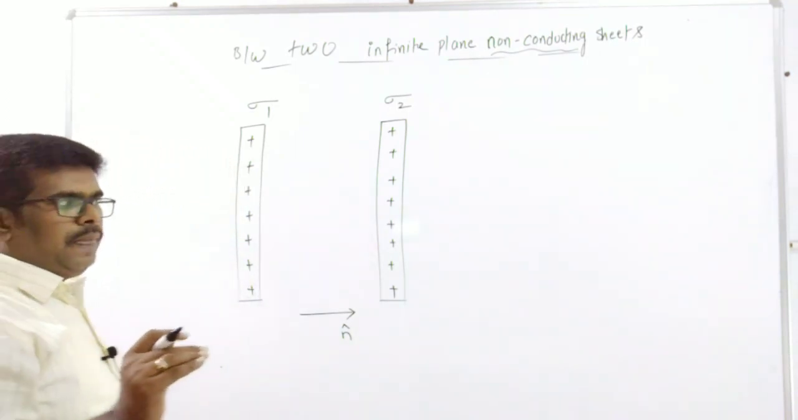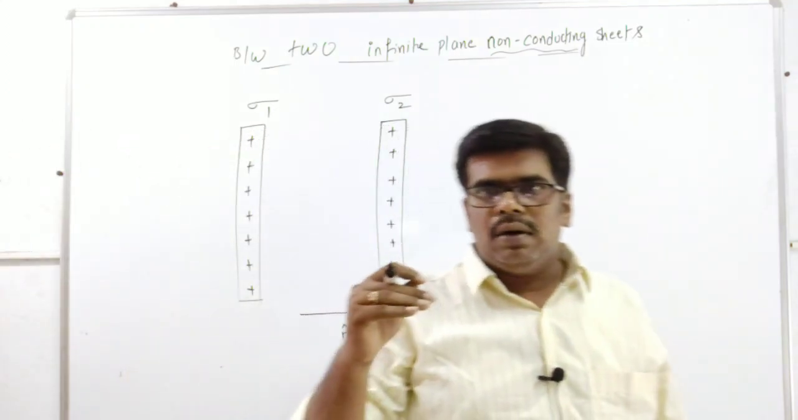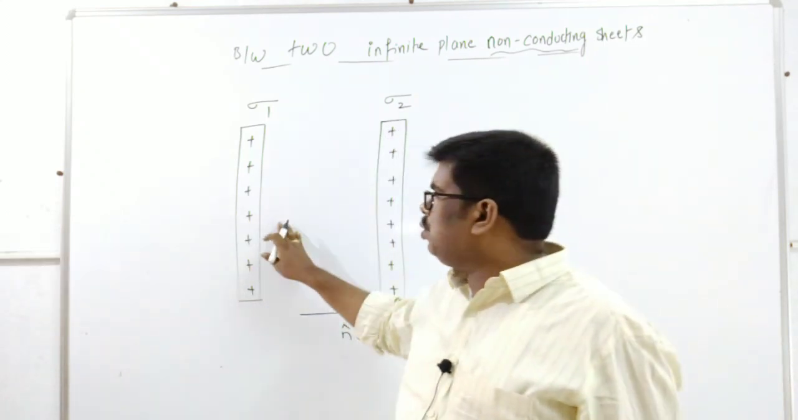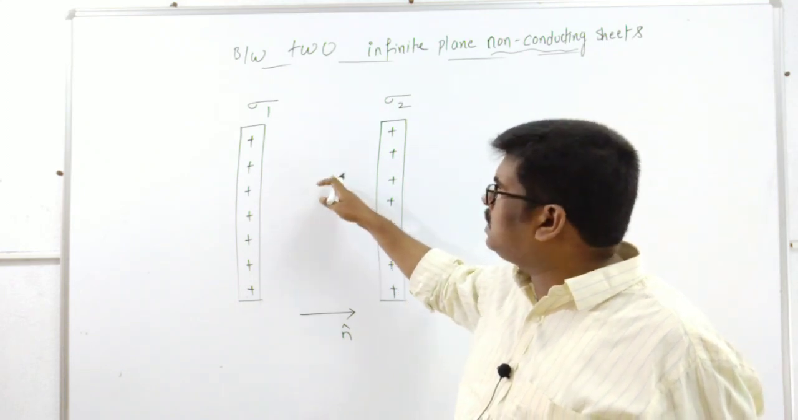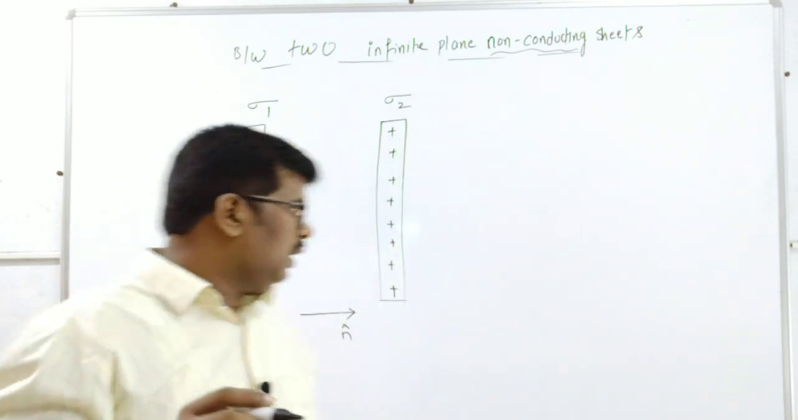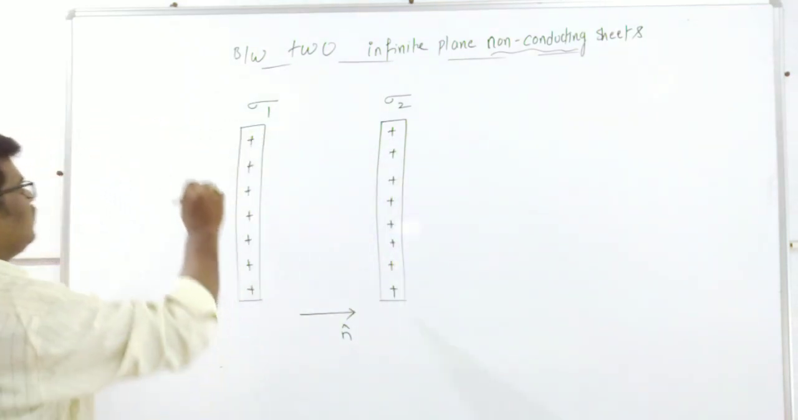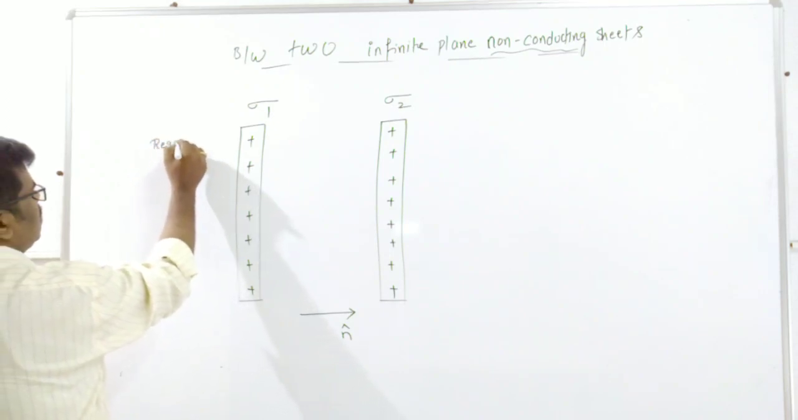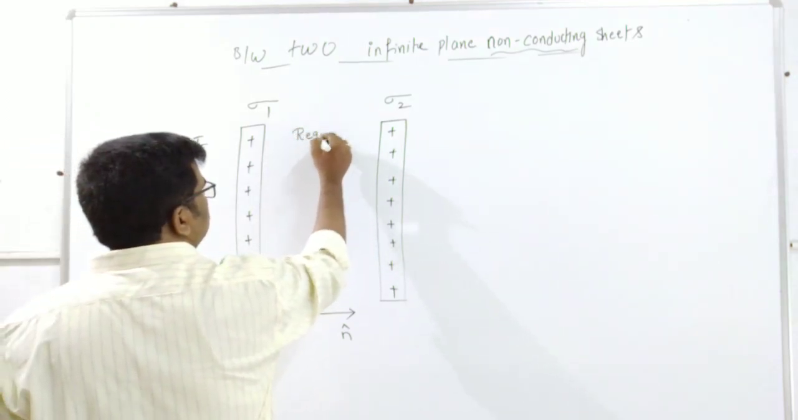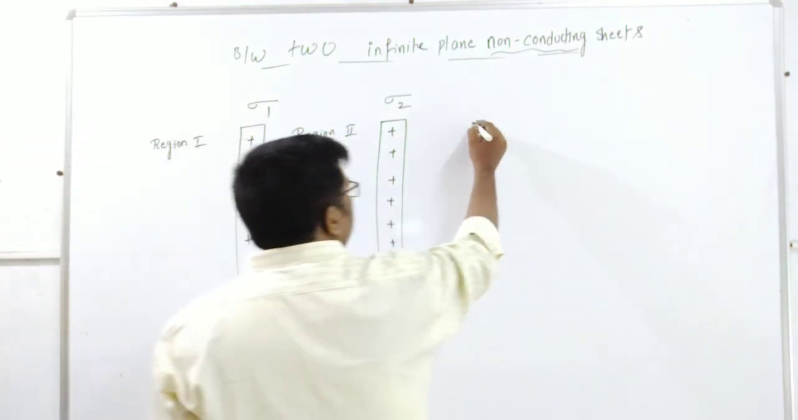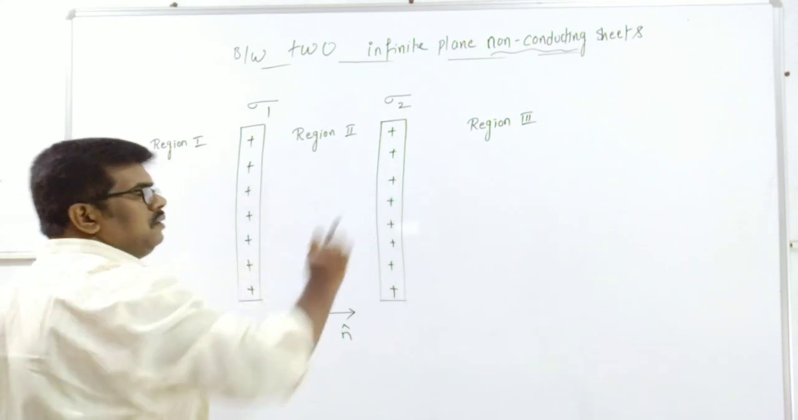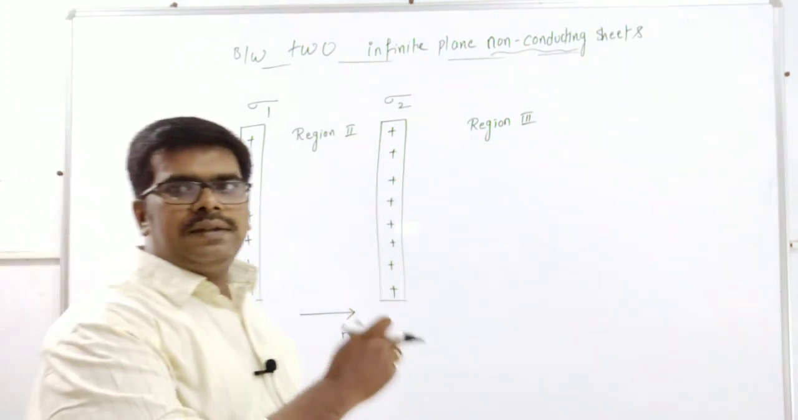So we know, just now we discussed, electric field intensity is always away from the positive charge and towards the negative charge. If the positive plate is there, electric field intensity is away from it. If the negatively charged plate is there, electric field intensity is towards it. Now here we are going to take three regions. This is region 1, this is region 2, this is region 3.